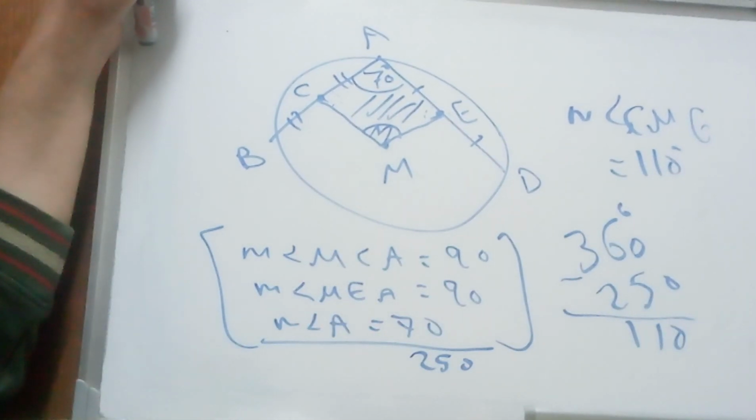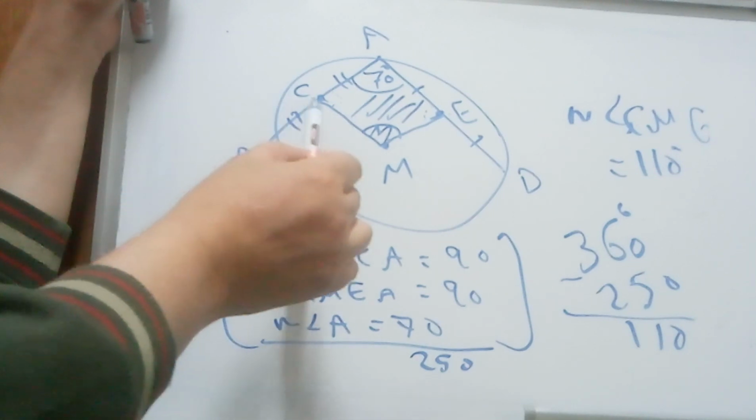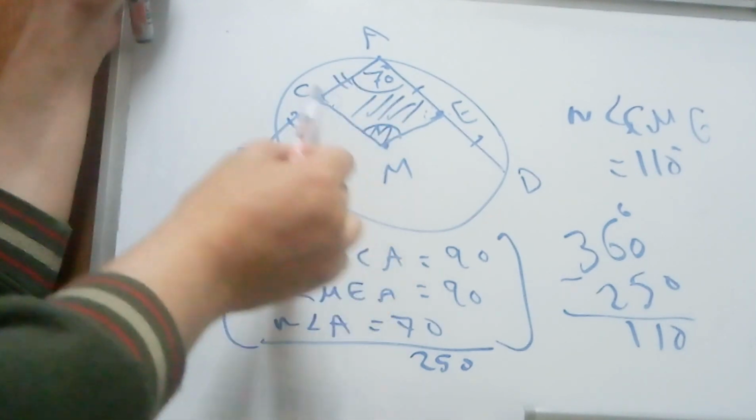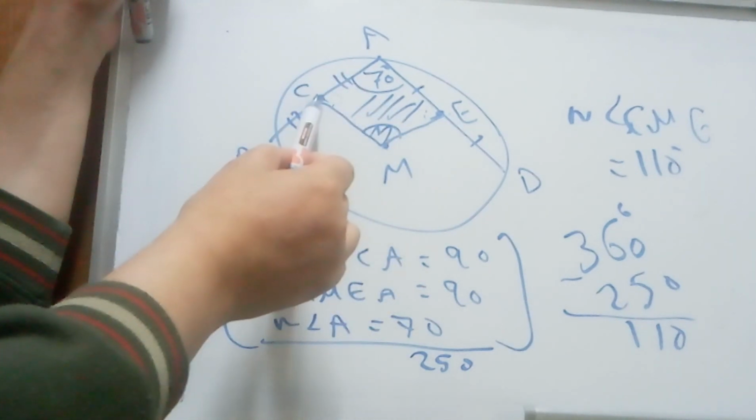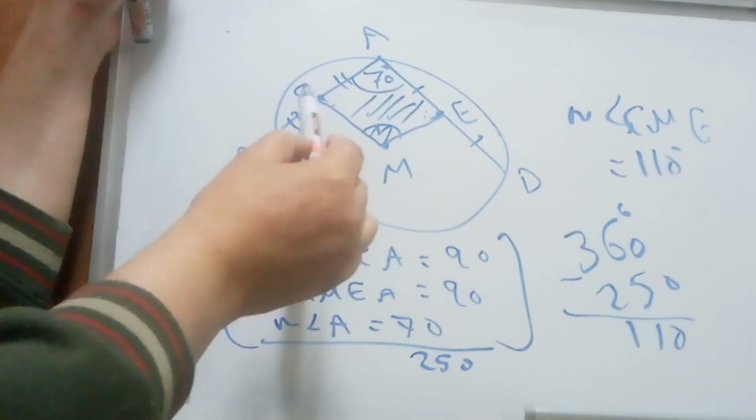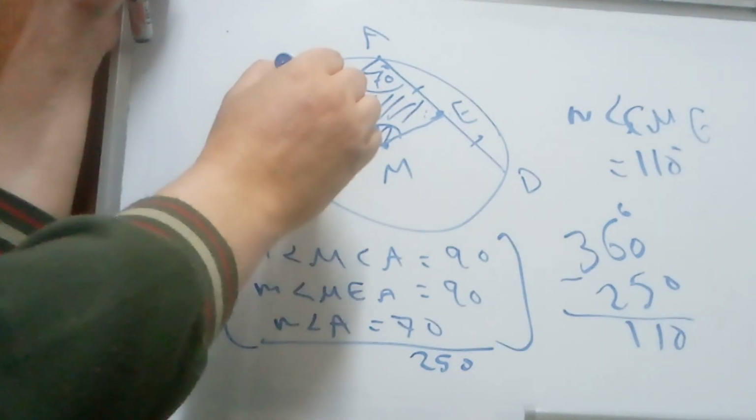Okay, then what do we apply? We apply that if you have the midpoint of a chord and any line passing through the center and this midpoint, it must be perpendicular. Perpendicular means you have a right angle.